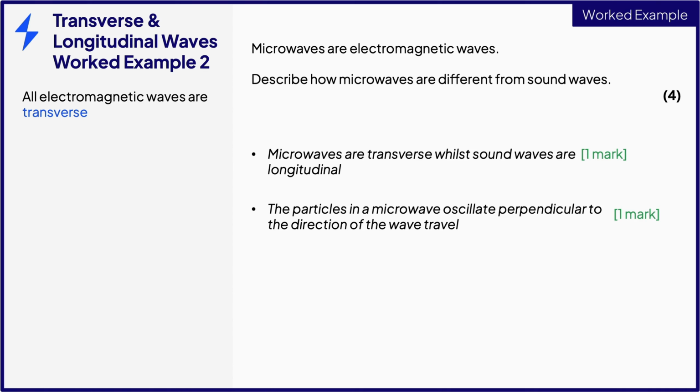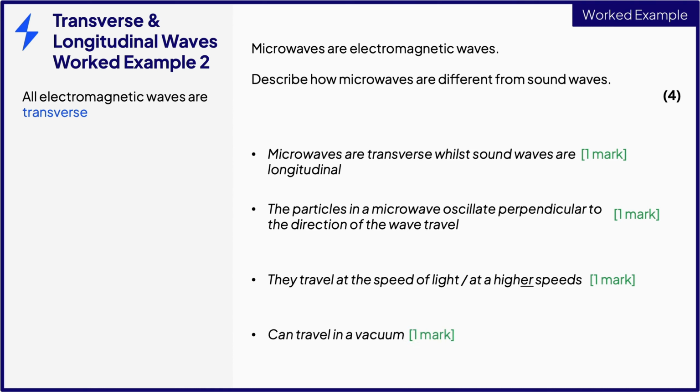Electromagnetic waves travel at the speed of light. This means microwaves can travel at higher speeds than sound waves. Sound waves travel at 343 meters per second, while microwaves travel at 3 times 10 to the 8 meters per second. And finally, another feature of transverse waves is that they can travel in a vacuum. Sound waves always need a medium to travel through, such as air or water.